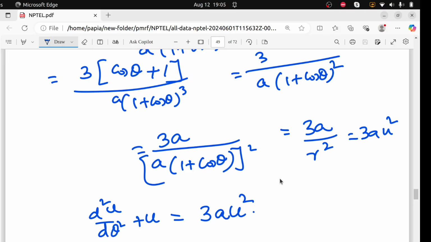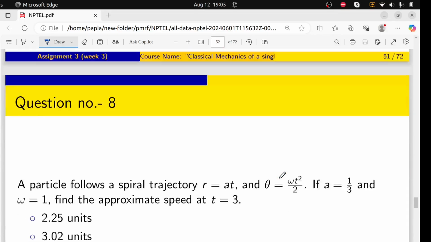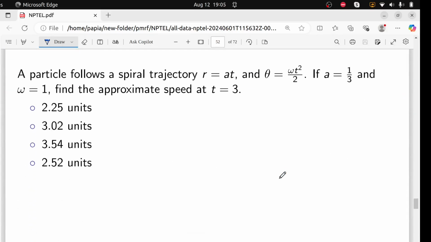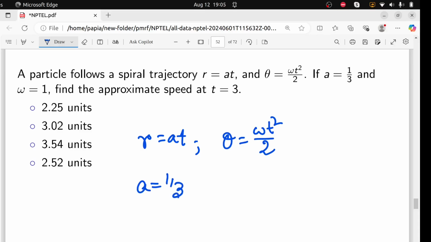Now coming to the next question. This question is good. A particle follows a spiral trajectory r equals a theta and theta equals omega t square by 2. If a equals 1 by 3 and omega equals 1, find the approximate speed at t equals 3. Okay?